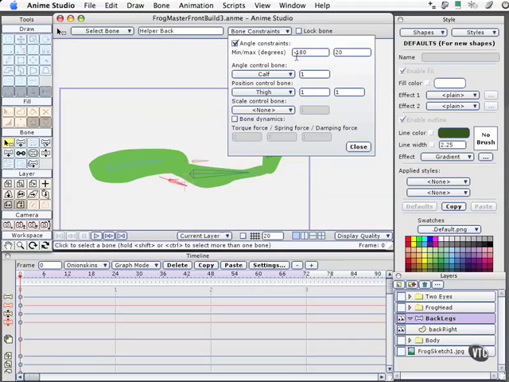Similar story going on. This has different constraints connected to it, but it takes its angle control from the calf bone. So as the calf rotates, it rotates as well. However, the position where it stays in reference to the calf bone is based upon the thigh bone. That's the significance for that.